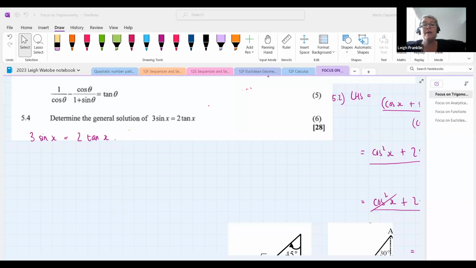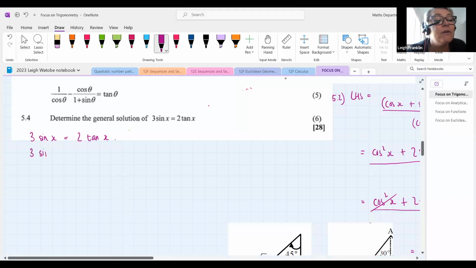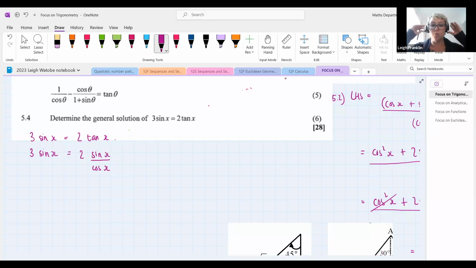Exactly. So we've got to apply our tan identity. Good thinking. So we're going to leave 3 sine x as it is. And over here, we're going to write this as 2, and we're going to write sine x over cos x. Good, well done. That should get us 1 mark out of 6. What do you think we do next?